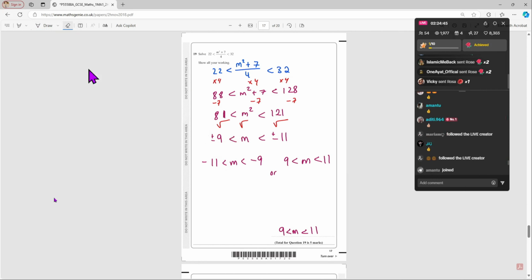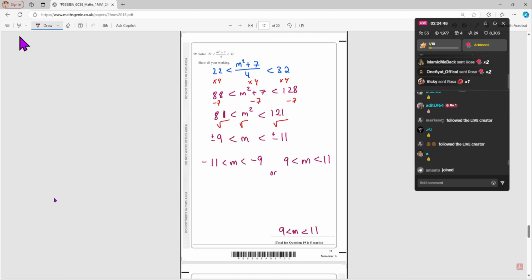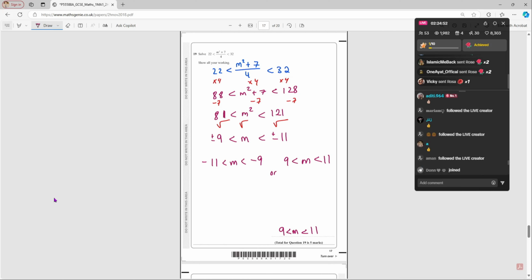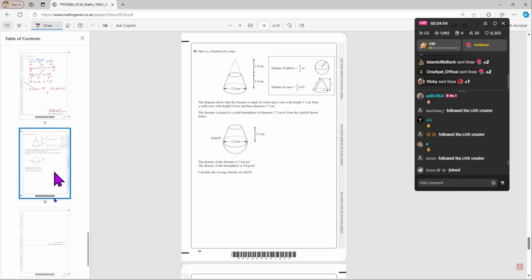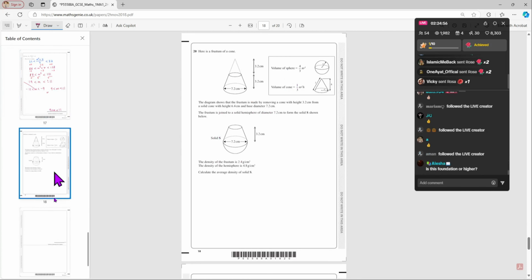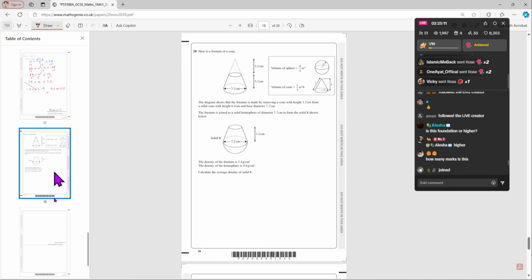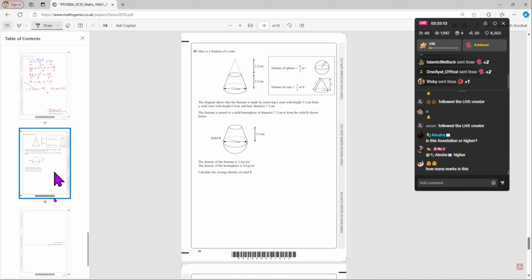Moving on to our next question, we have question number 20. This question actually might be a bit difficult. So we have a frustum of a cone. The diagram shows the frustum is made by removing a cone of height 3.2 centimeters from a solid cone with height of 6.4 centimeters and a base diameter of 7.2 centimeters.